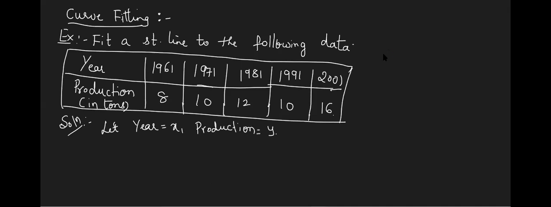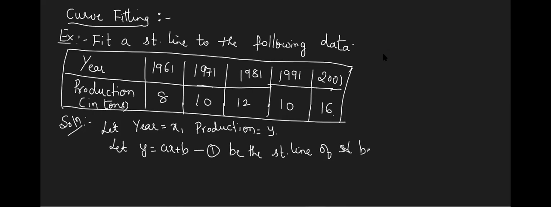So that means we have to fit a straight line for this, right? Can you tell me what is the general format? See, they have not mentioned it. What is it? y equal to ax plus b. Take it as equation 1, the straight line of best fit.